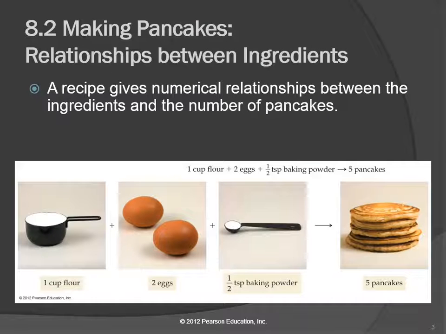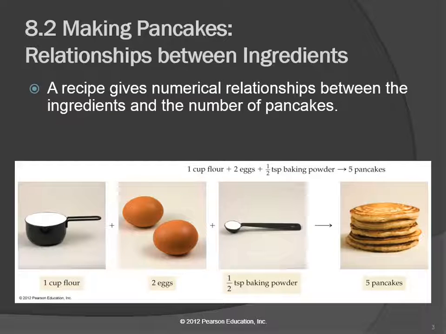Let's go back. So looking at this recipe here, and it's asking you how many conversion relationships. Okay, so we just looked at the relationship between 2 eggs and pancakes. You also have a relationship between half a teaspoon of baking powder and 5 pancakes. For every half a teaspoon of baking powder, you could make 5 pancakes. You have a relationship between cups of flour and pancakes. And then you also have a relationship between flour and eggs, between flour and teaspoons of baking powder, between eggs and teaspoons of baking powder.